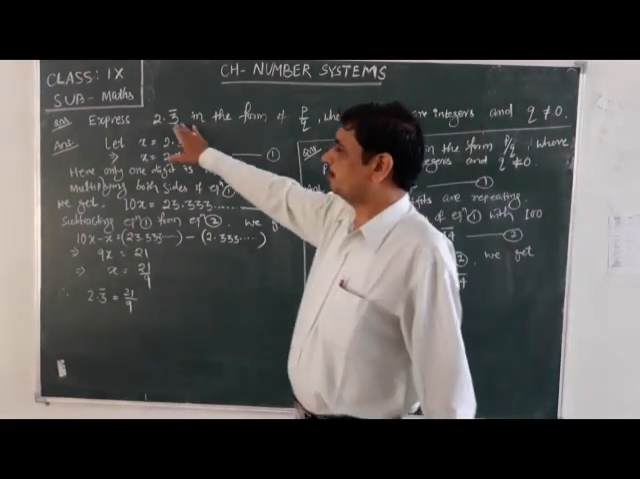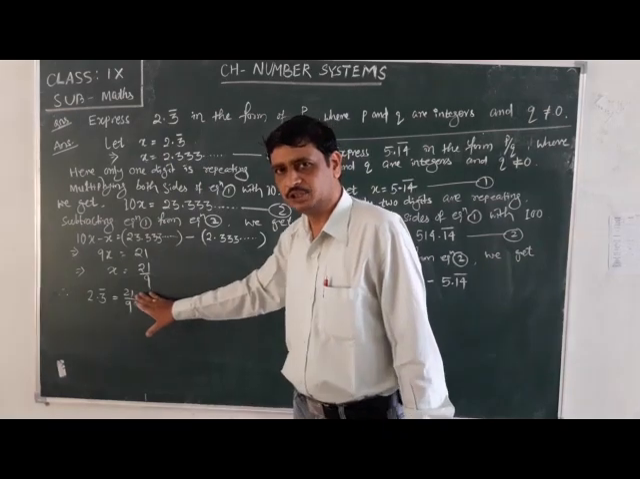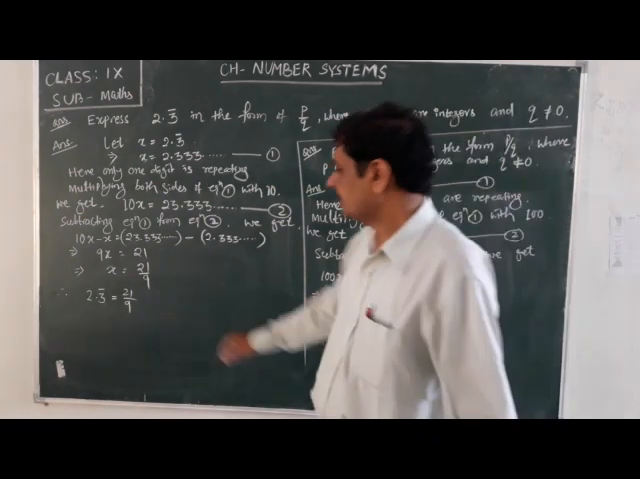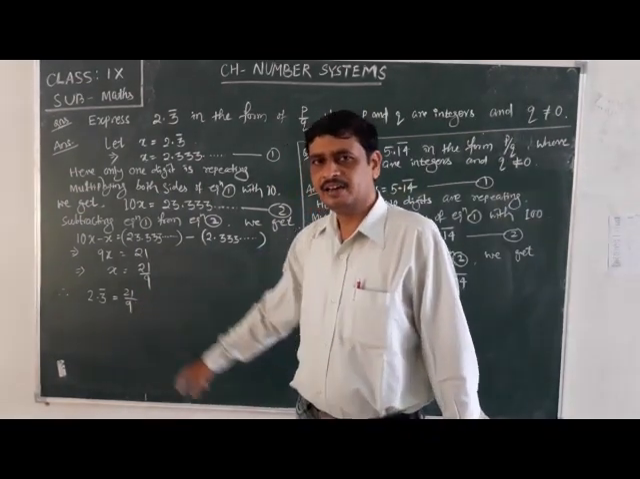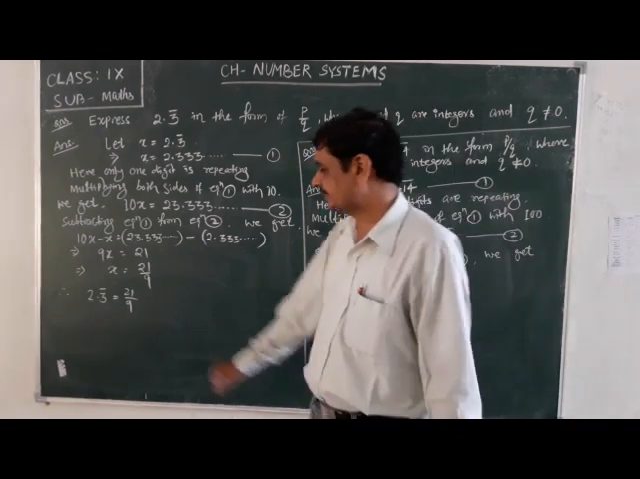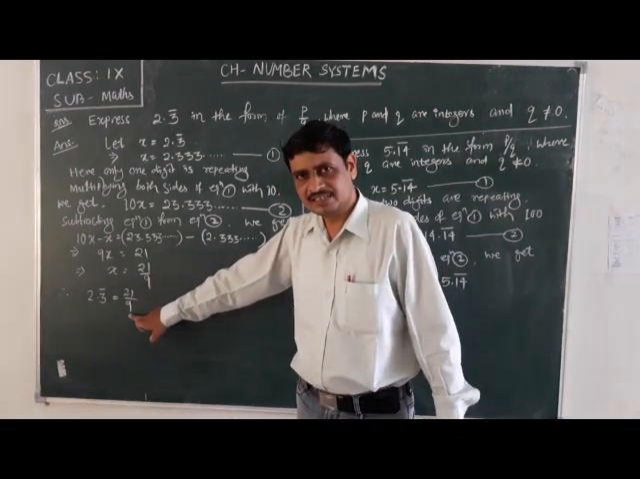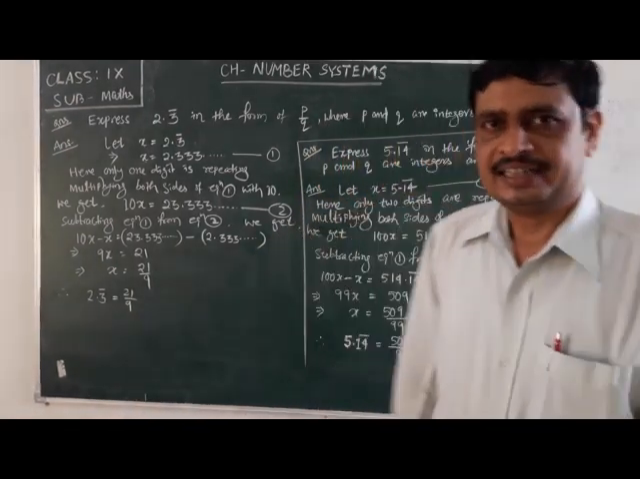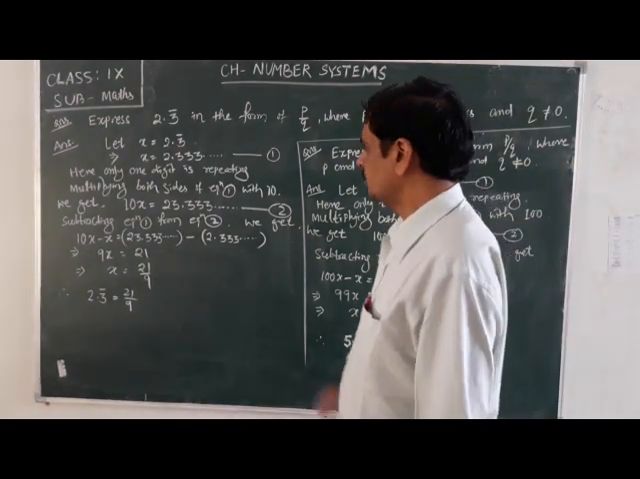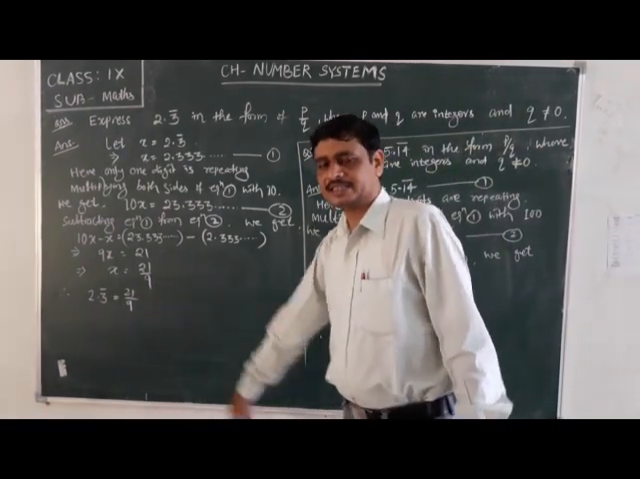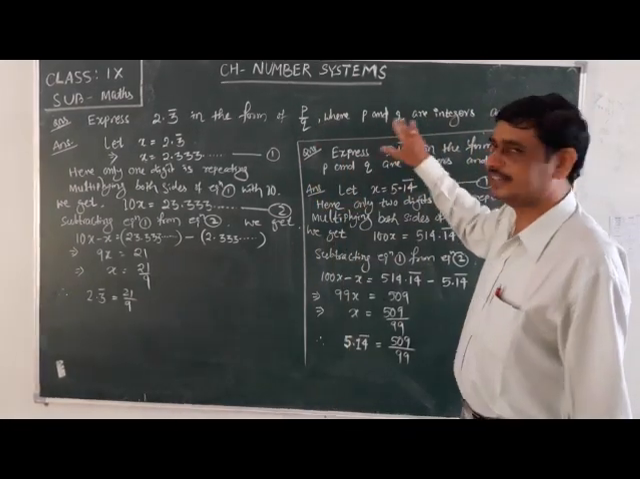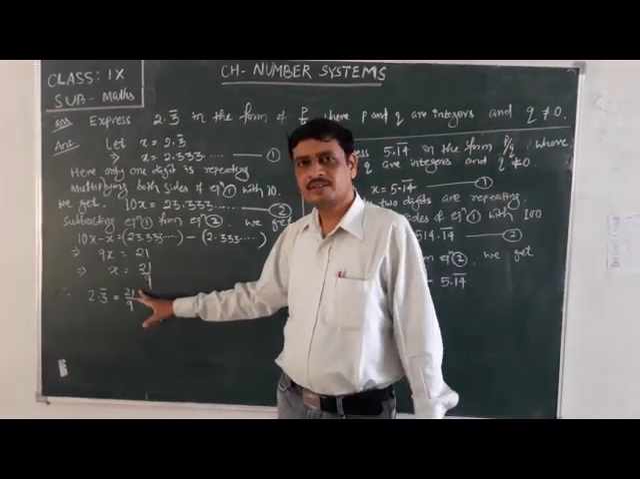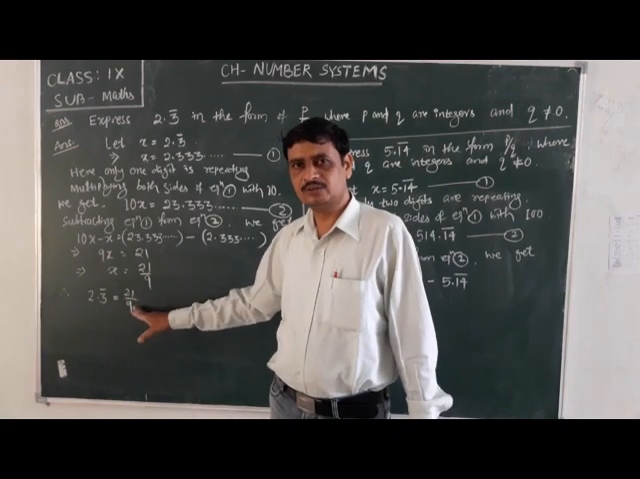Now this number 2.3 bar is expressed in the form of p by q. Here 21 by 9 is in the form of p by q, where both p and q, that is 21 and 9, are integers, and the denominator q, which is 9, is a non-zero quantity. It satisfies all the conditions given in the question. P and Q both are integers and q is not equal to 0. They are satisfied here in 21 by 9.